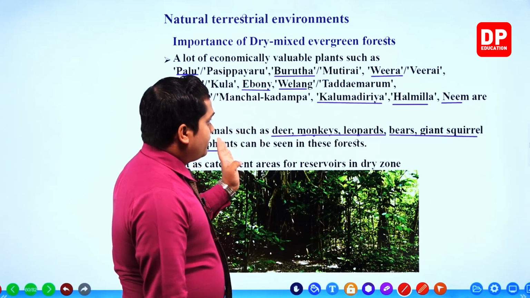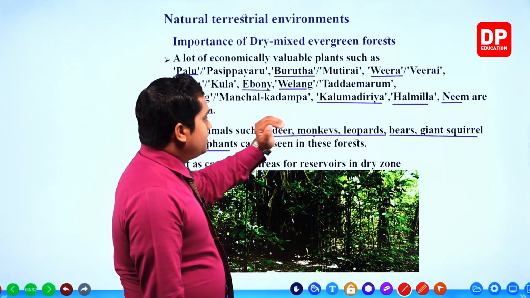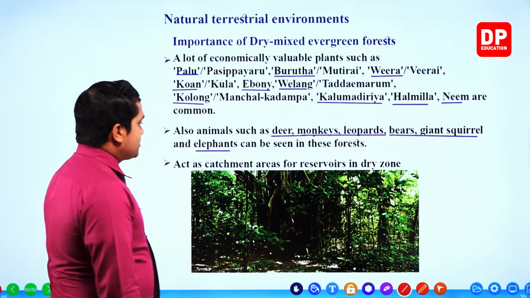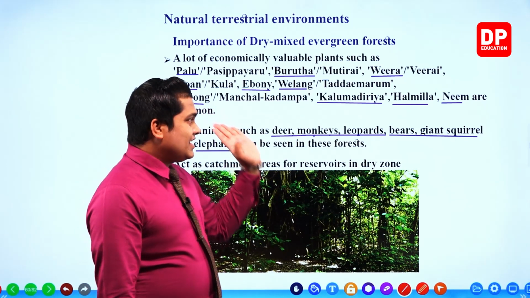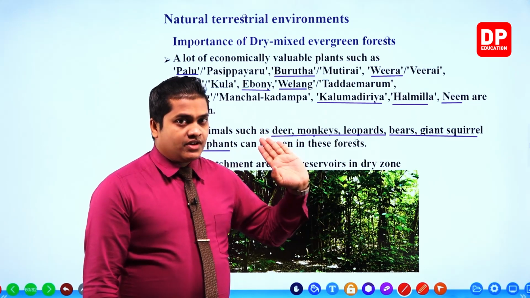So we can observe different kinds of animals as well, like deer, monkey, leopard, bear, giant squirrel, and also elephants. So these are the main types of organisms that we can observe within a dry mixed evergreen forest.